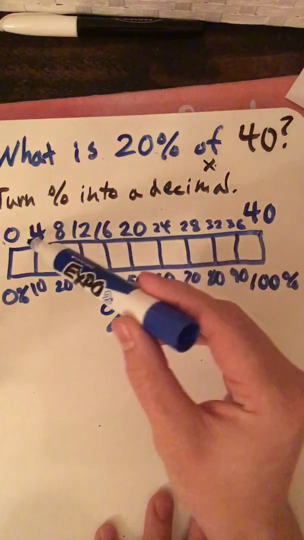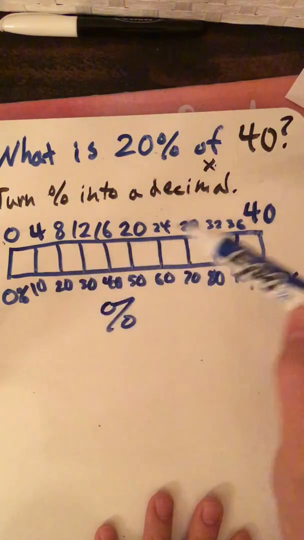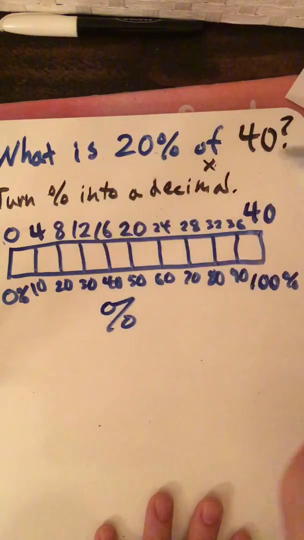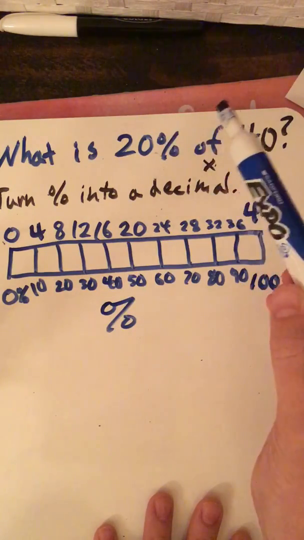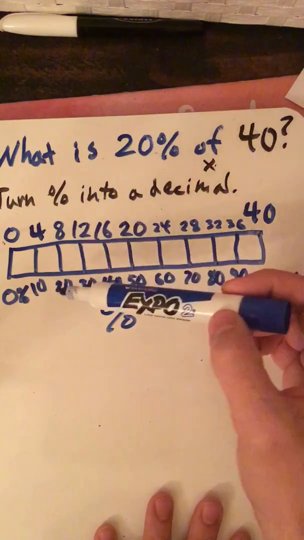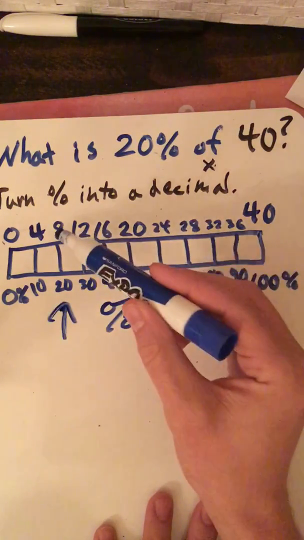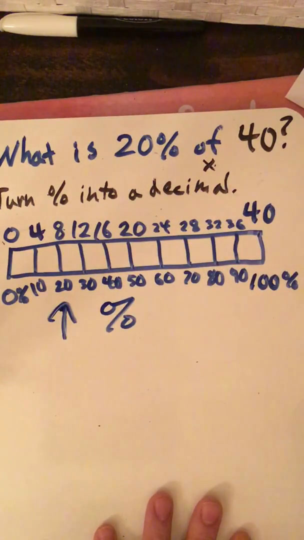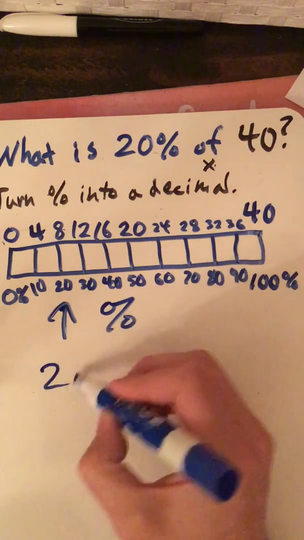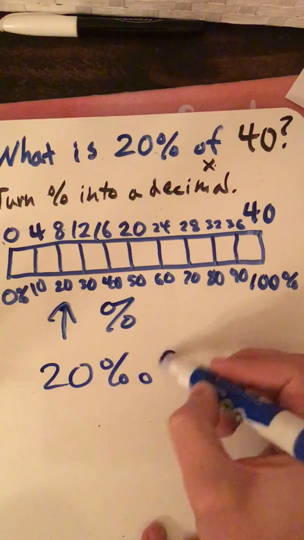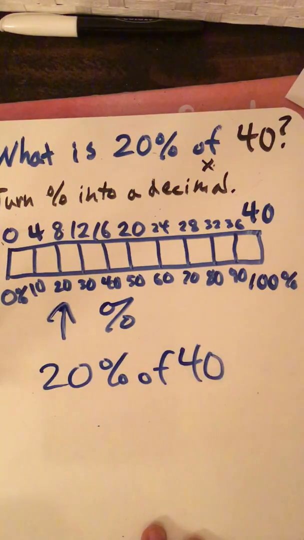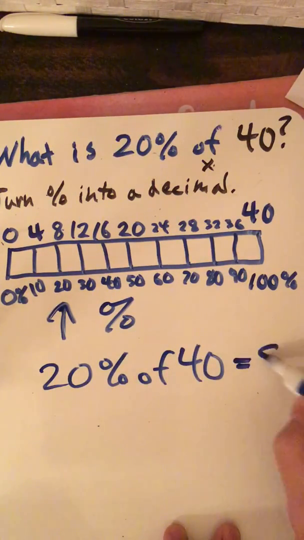So we know that 10% of 40 is 4. And then we also know what 20% of 40 is now. Right there. It is 8. Congratulations. 8 is the answer. So 20% of 40, and we found that out earlier, is equal to 8.